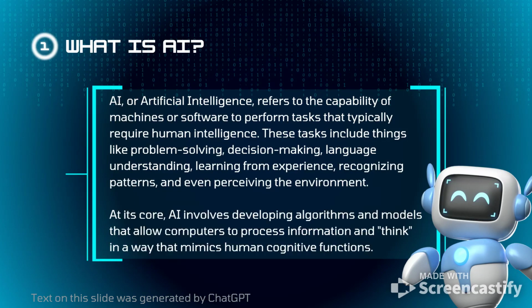So what is AI? AI, or artificial intelligence, refers to the capability of machines or software to perform tasks that typically require human intelligence. These tasks include things like problem solving, decision making, language understanding, learning from experience, recognizing patterns, and even perceiving the environment. At its core, AI involves developing algorithms and models that allow computers to process information and, quote, think in a way that mimics human cognitive functions.